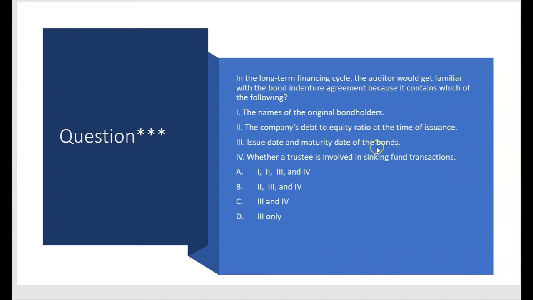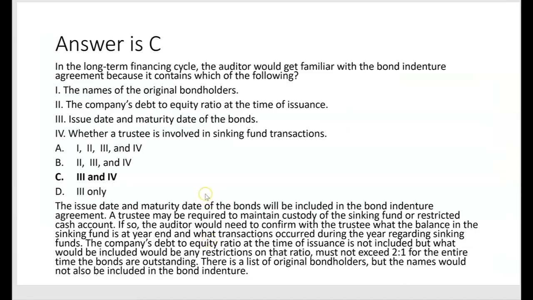3, what will be in the bond indenture agreement? The issue date of the bonds and the maturity date of the bonds? Sure. 4, whether a trustee is involved in sinking fund transactions? Yes, that would be in the bond indenture agreement. So C is the answer. 3 and 4 are correct.